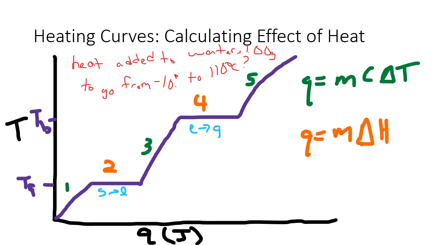Now, for all of the slanty bits, Q equals mcΔT. Our heat is equal to mass times heat capacity times delta T. For our flat bits, Q is equal to mΔH. And we want to remember that our Q values are going to be positive if we are raising the temperature. Repeat, Q values are positive when we raise the temperature.